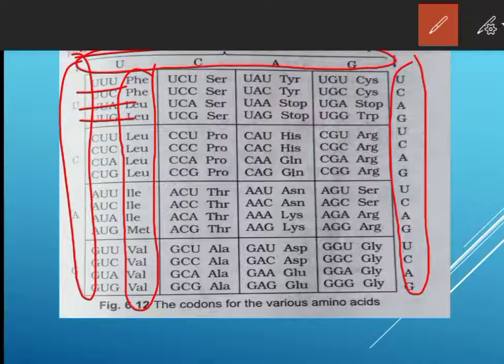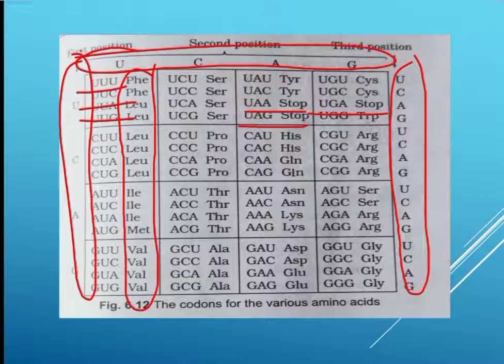All these are given. Now, out of the 64, 3 were stop codons, that is UAA, UAG and UGA. These are the stop codons. Clear?